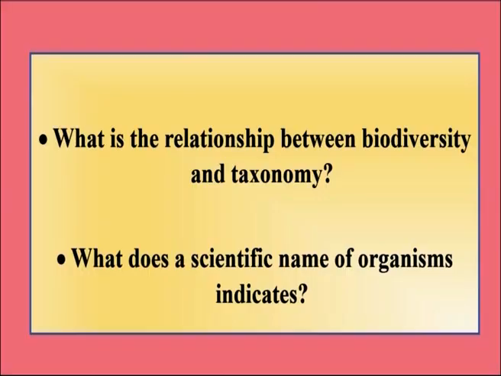Children, till now we have studied the different variations among plants, animals, and human beings. These variations lead to diversity. So the diversity in the species helps in the classification of living organisms. There is a relation between the characteristic features of organisms and their classification. That means biodiversity is linked with the classification of organisms. What is the relationship between biodiversity and taxonomy? What does the scientific name of an organism indicate?